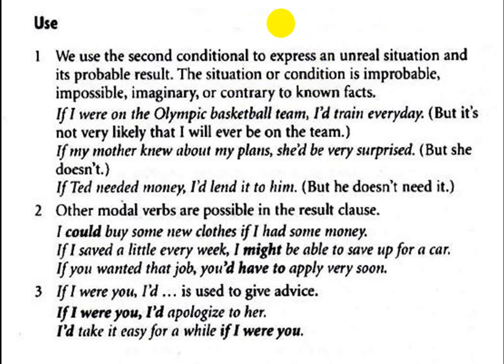For example, if I were on the Olympic basketball team, I'd train every day, but it's not very likely that I will ever be on the team. يعني أني تقريبا من المستحيل إنه أكون بهذا التيم. فهاي it is impossible or improbable. هاي condition or situation. If I were on the Olympic basketball team, I'd train every day, but it is not very likely that I will ever be on the team.